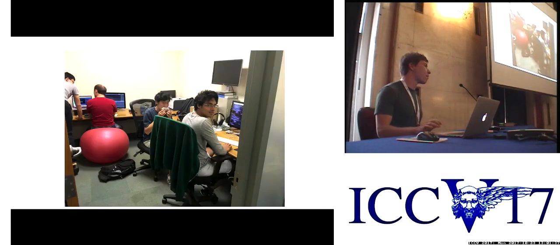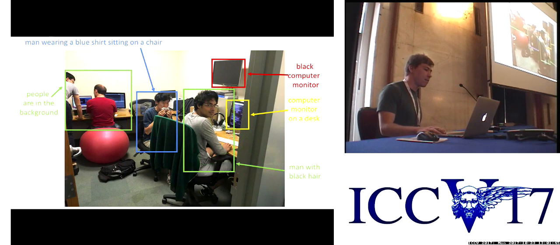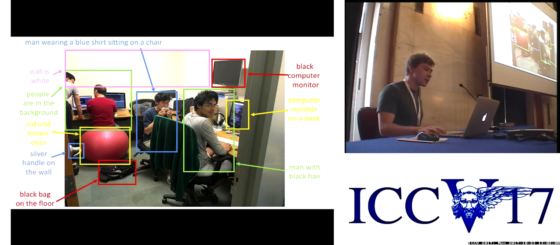We can also have some fun by running the model on some of my collaborators at Stanford. It says things like black computer monitor on a desk, man wearing a blue shirt sitting on a chair, two people in the background, which is interesting because now we're localizing not individual objects, but sometimes pairs of objects and describing them all as a pair. Red and brown chair, sort of got it right. Also says interesting things like wall is white, where it describes these stuff regions in the background.